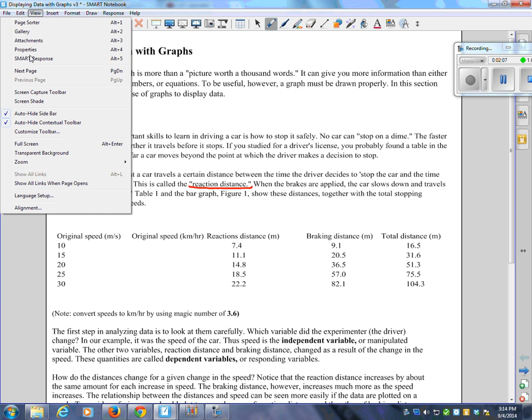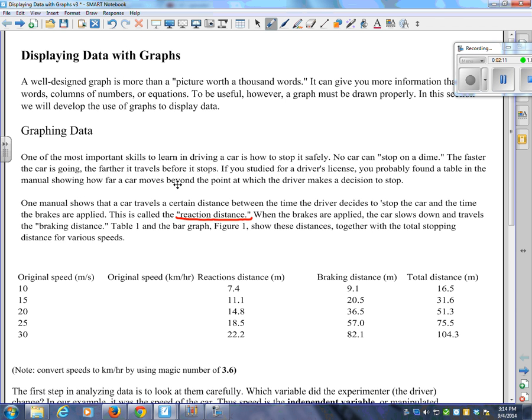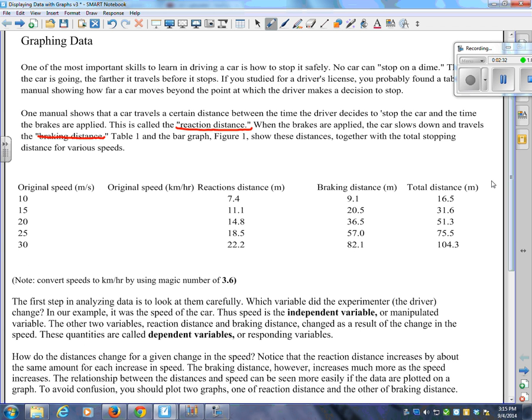I'm going to make this a bit bigger for you. The braking distance is the distance that you travel while you're actually braking, while your foot is on the brakes. Two different things. Table 1 and the bar graph, figure 1, show these distances together with the total stopping distance for various speeds. So, your first job today, the first thing you're going to learn, is the magic number, is what I like to call it.